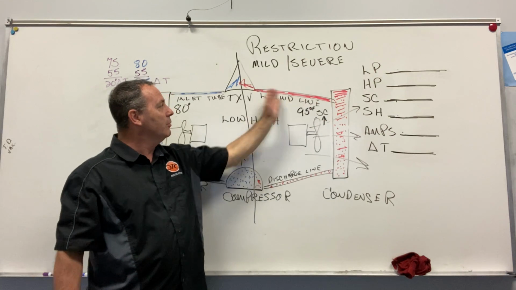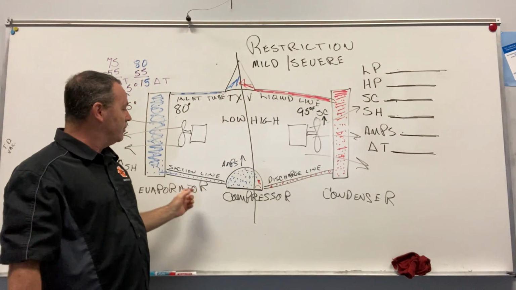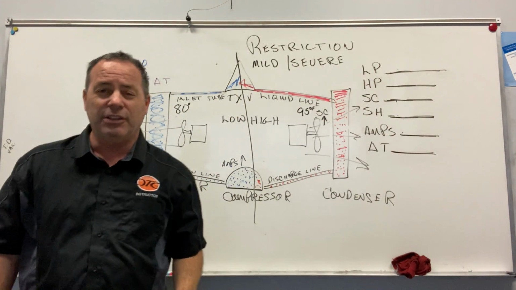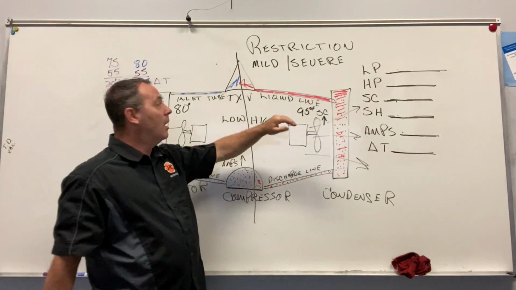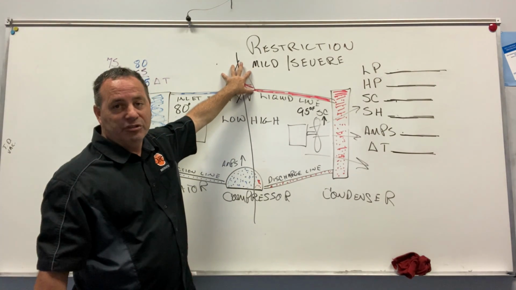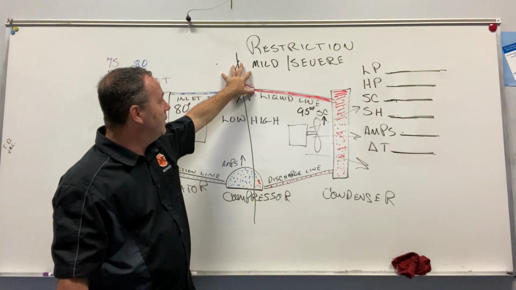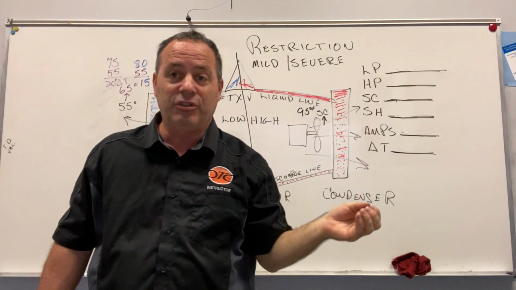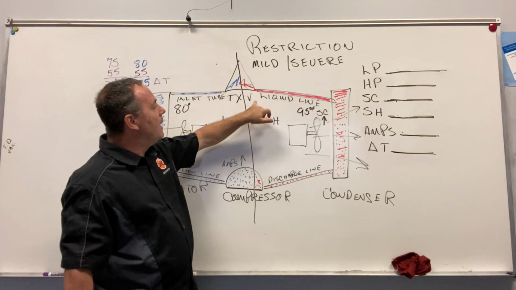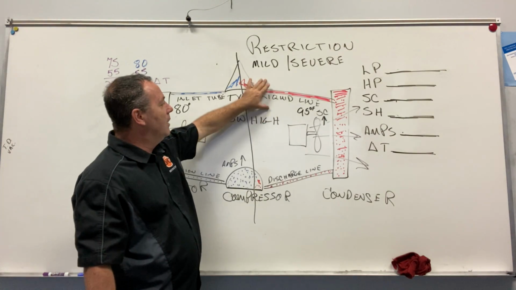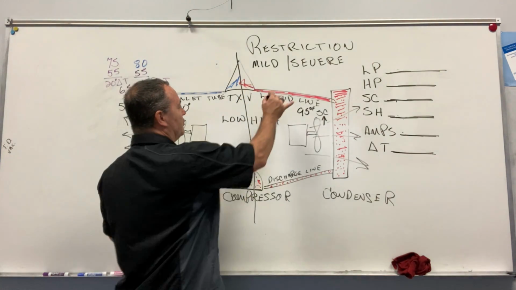Normally the restrictions will happen around the liquid line or the suction line, with the lines getting kinked, or your metering device is starting to get stuck, or it's getting restricted. It could be water in the system. It's turned to ice in the metering device. Whatever the restriction could be. So let's say we start putting a restriction right here.